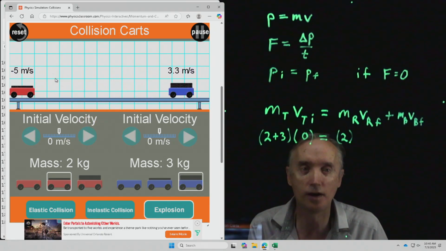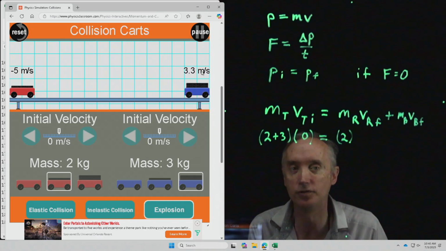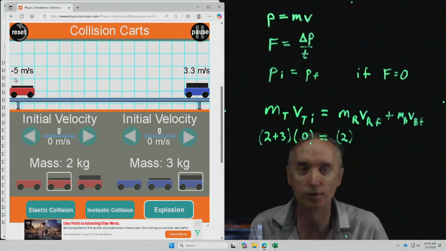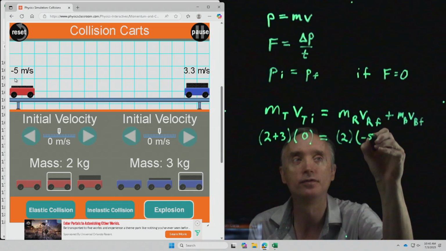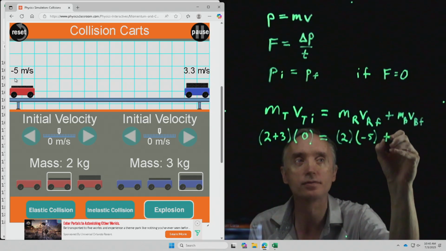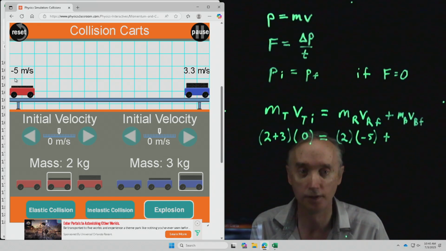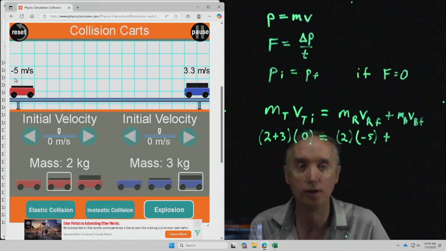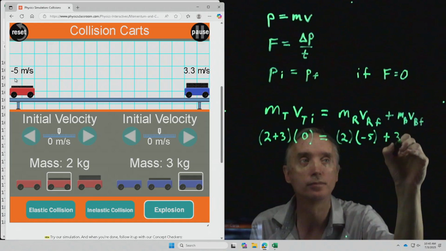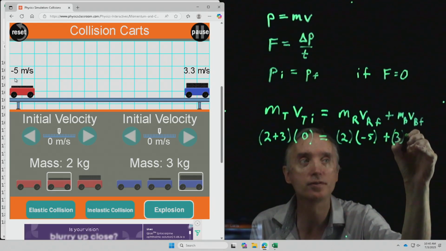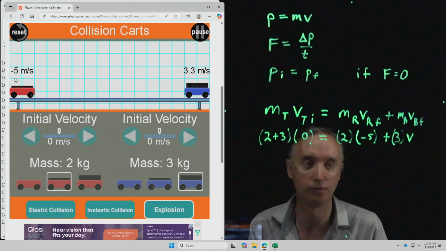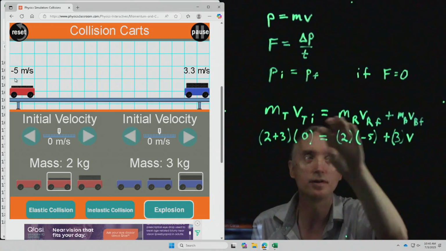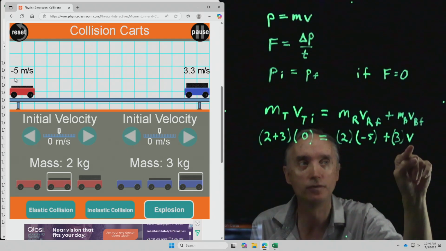And we get a -5 and a 3.3. But don't look at the blue one. We're only interested in the red one. So the red one is going to be -5. -5. And then plus, let's go ahead and put in the mass of the blue one, which is going to be 3. And then I'm just going to put a V. That's what we're trying to solve for. So we know all this other information, and we're going to solve it for the letter V.